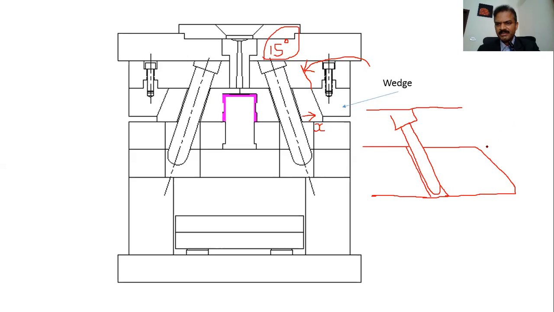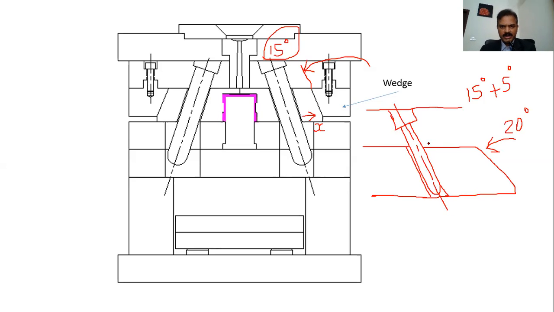This angle here, it should be, so 15, generally it is considered as plus 5 degrees. 5 degrees. So this should be 20 degrees. Hope you have understood this thoroughly.